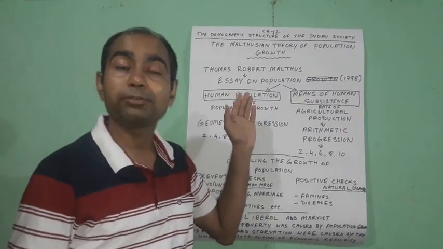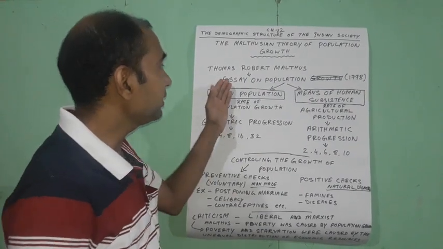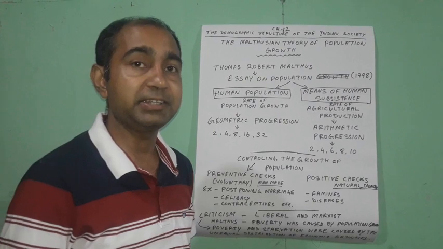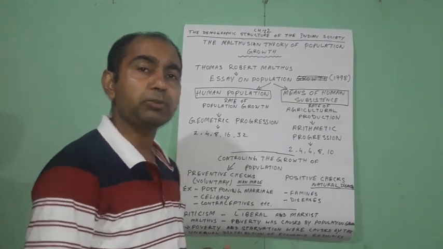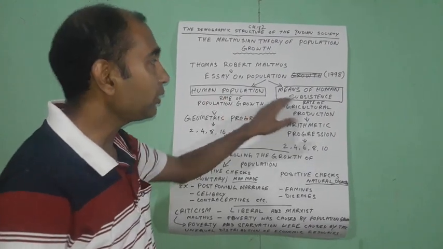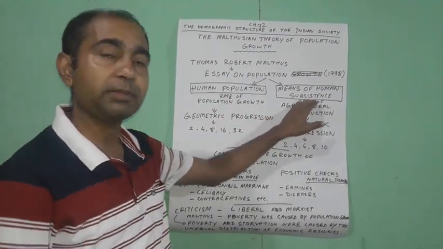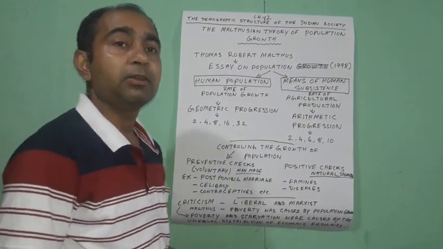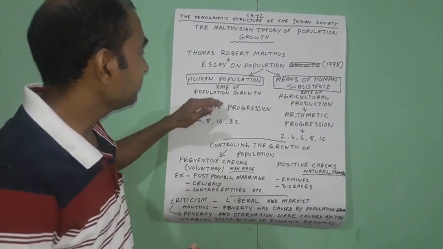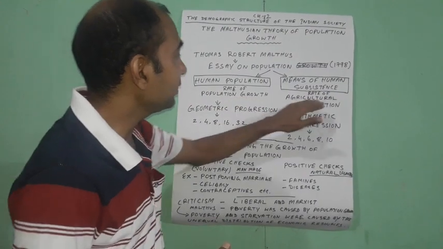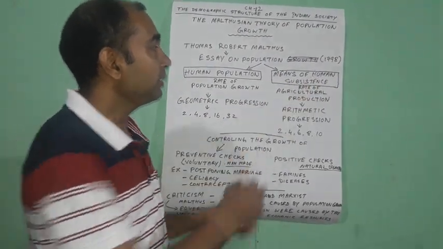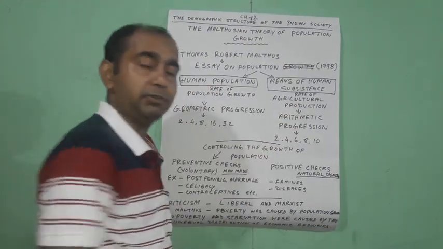Thomas Robert Malthus wrote a book named Essay on Population. It was written in 1798. He mentioned two things: one, human population, and another one, the means of human subsistence. He spoke about the rate of population growth and the rate of agricultural production. That means, the means of human subsistence, he talked about the agricultural production.